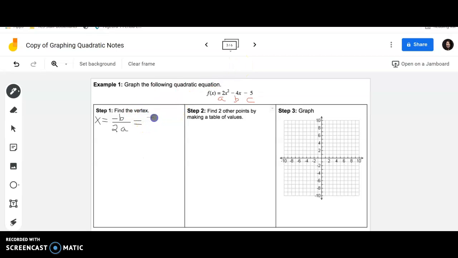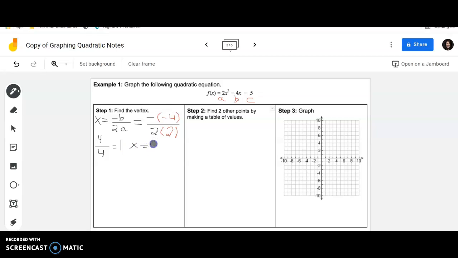So we're going to have negative, and then we need to put in the -4. So the -4, that's our b value. That's going to go right in here. And then we're going to have our 2, and we want to multiply that with our a, which is 2. So if we simplify that on the top, 2 negatives, that's going to be a +4. And on the bottom, 2 times 2 is 4. So that's going to be 1. So it's going to be x equals 1.